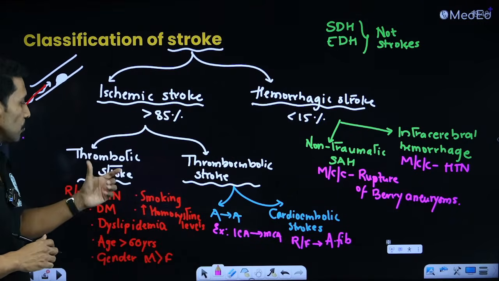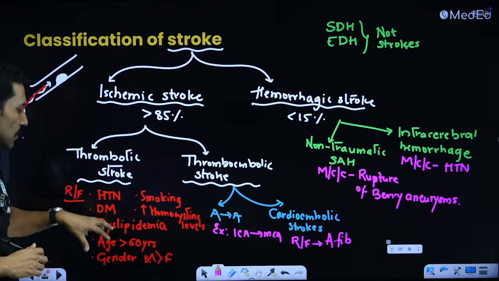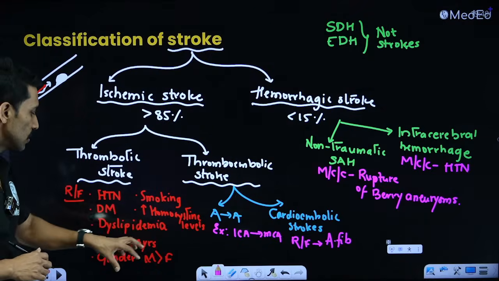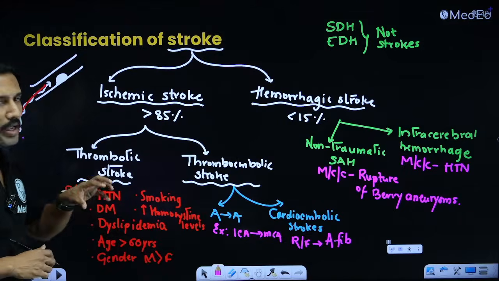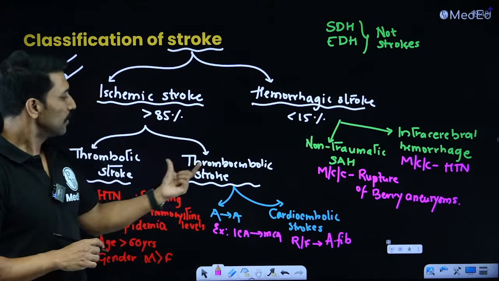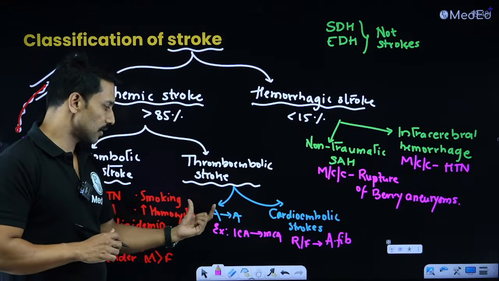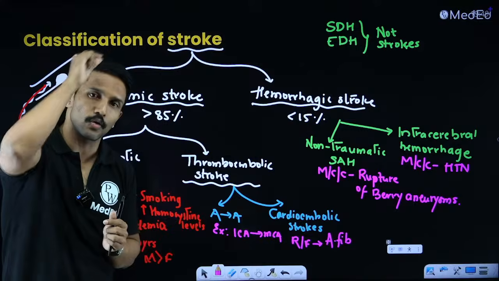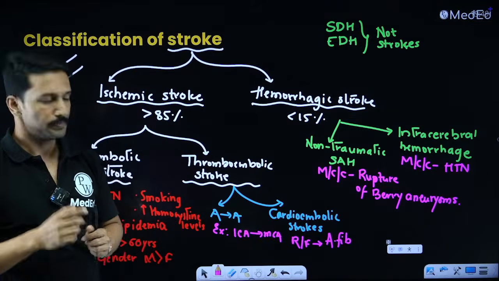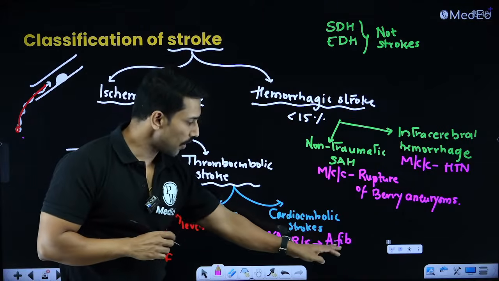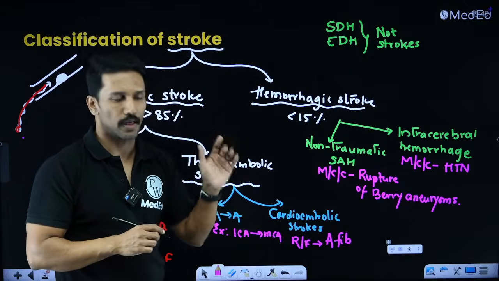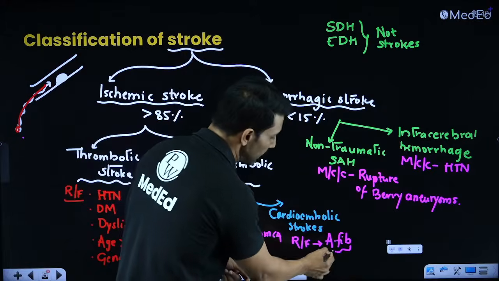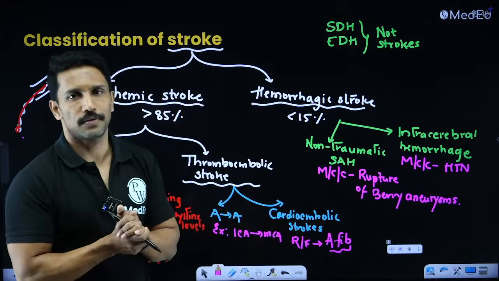Now, the thrombotic stroke commonly occurs in hypertensives, diabetics, people with dyslipidemia, smoking history, high homocysteine levels, the elderly, and is more common in males than females. Thromboembolic stroke occurs either as artery to artery embolism, where one of the arteries develops a clot and from there it goes to another artery in the brain, or cardioembolic, where the clot gets formed in the heart and then travels to the brain. So if it is forming in the heart first, atrial fibrillation is a very strong risk factor.